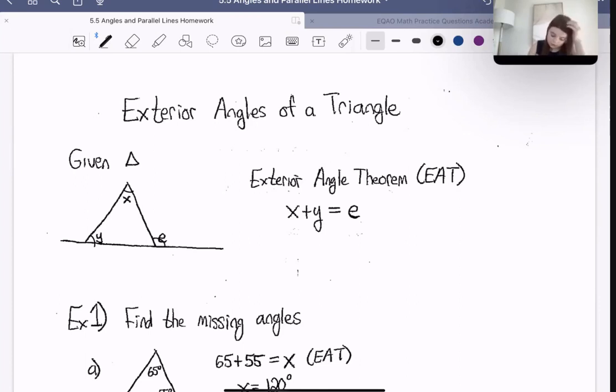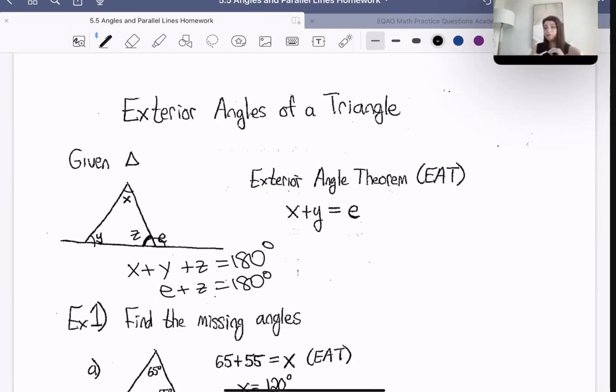Well, we know that all three of these angles inside add up to 180, right? And we also know that this angle here, I'm just going to call it z for the sake of this little proof here. We know that x plus y plus z is equal to 180, right? And we also know that e plus z is equal to 180, right? We know the first one, that x plus y plus z is 180, because we know that the sum of all three angles in our triangle must be 180, right?